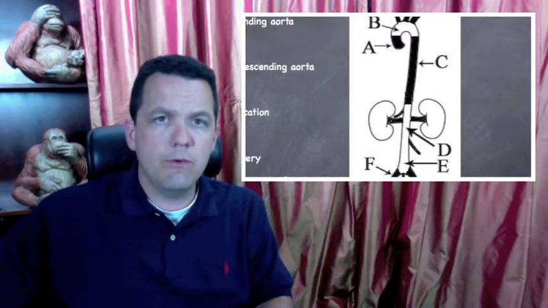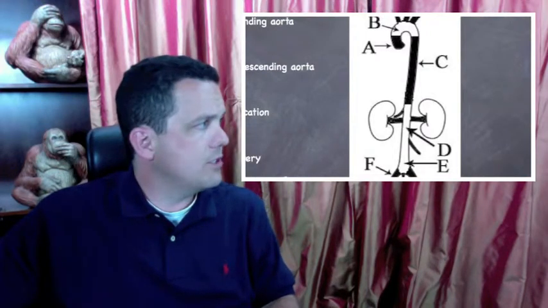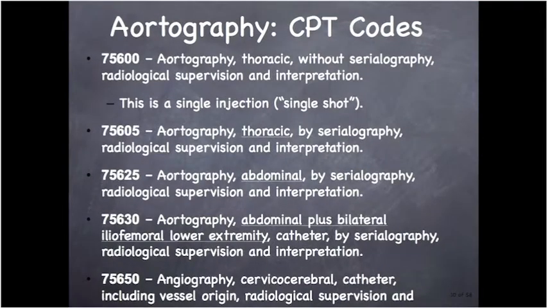so that when you're reading through operative reports, you can piece together the codes that go along with each of these different studies. The codes themselves I have set up on this one slide, and you can see there's basically 5 different codes that are available. The two that are ranked number 3 and 4 here, the 75625 and the 75630, are by far the most common aortic imaging codes, or aortography codes.